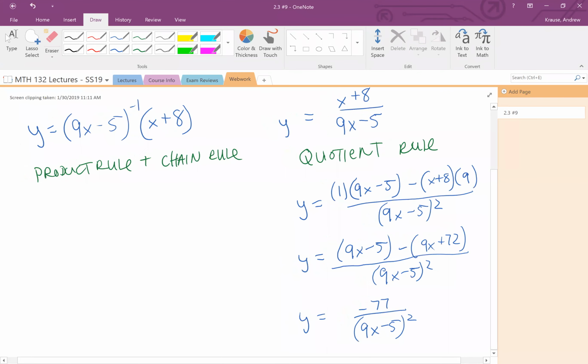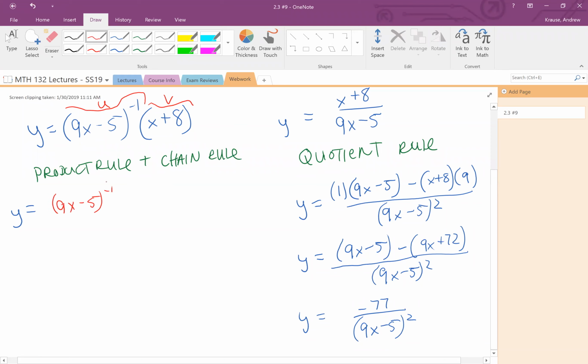Now, how do we do it with the product rule and the chain rule? Okay, so let's just work with the product rule first. We have a u here and a v there, where the u includes that negative 1 right there. That's all u, and then this is all v over here. Okay, so what we're going to do then is take the derivative of 9x minus 5 to the negative 1 power. We're going to take the derivative of that thing, and multiply that by x plus 8. And then we're going to add 9x minus 5 to the negative 1 power, and take the derivative of x plus 8.